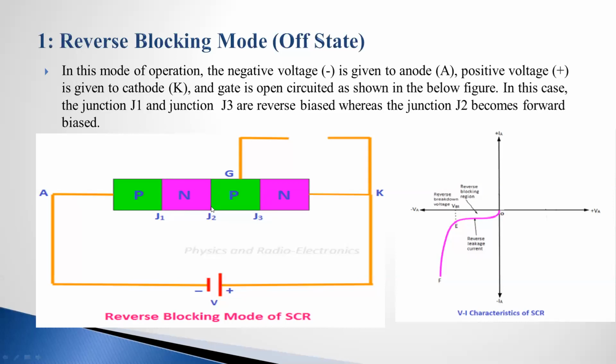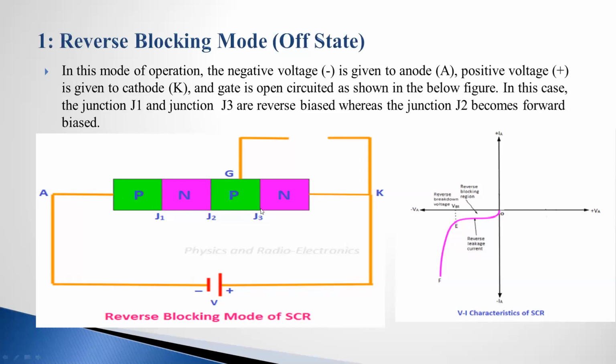With respect to this junction, N is connected to the negative side and P is connected to the positive side. So obviously this junction goes into the forward bias condition.